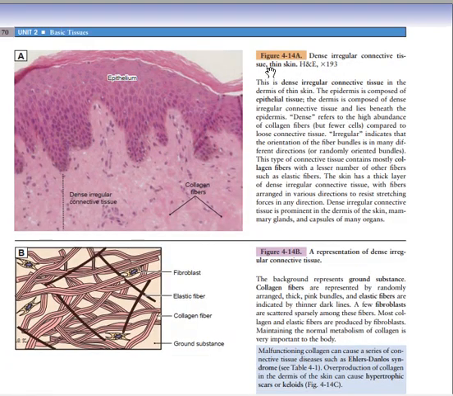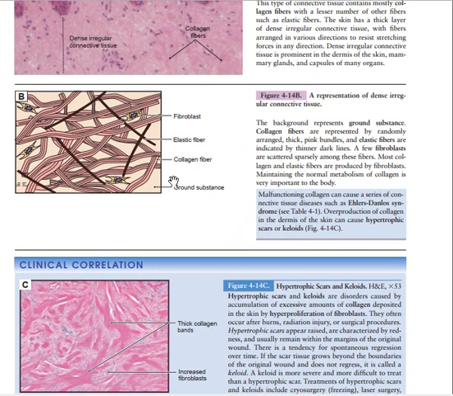Now the next one is dense irregular connective tissue. You have already seen that, but now this is dense irregular connective tissue of thin skin. This is the collagen fiber, this is the dense irregular connective tissue here. Malfunctioning of the collagen fiber can cause a series of connective tissue diseases, such as Ehlers-Danlos syndrome. The main connective tissue disease is Ehlers-Danlos syndrome, which is a malfunction of collagen in the dermis of the skin.